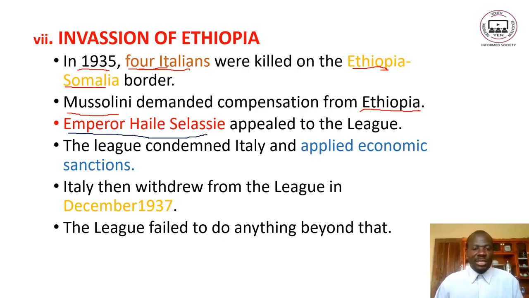with Mussolini. Then the League condemned Italy and applied economic sanctions on Italy. So what followed again was that Italy then withdrew from the League in December 1937. So the League again failed to do anything beyond that. So you see there the League again registering another failure during the invasion of Ethiopia.